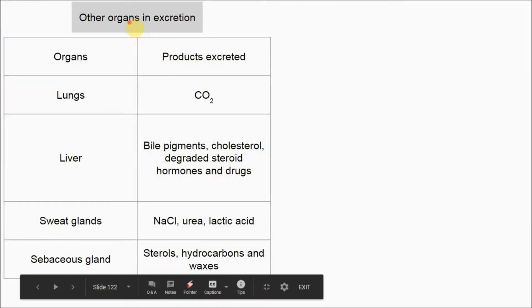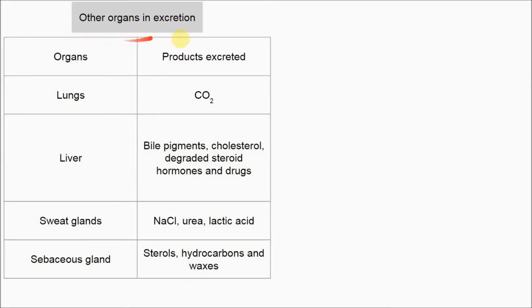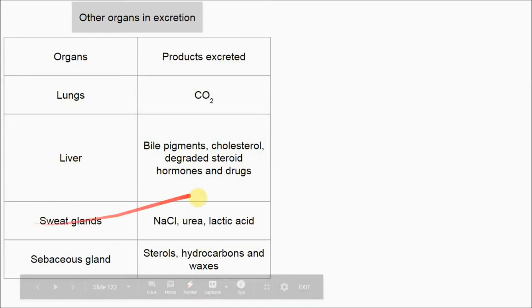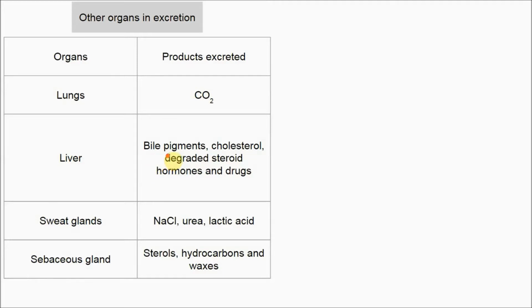So now let us look into some other organs which are mainly involved in excretion, right? The first organ we can look into here is the lungs, which mainly excrete carbon dioxide. Okay, around 200 ml per minute of carbon dioxide is excreted. Another structure involved is the liver. The liver excretes excess bile pigments, that is bilirubin and biliverdin, and cholesterol degradation products. Steroid hormones are also degraded, and finally some of the drugs consumed by the person are also degraded by the liver and excreted.